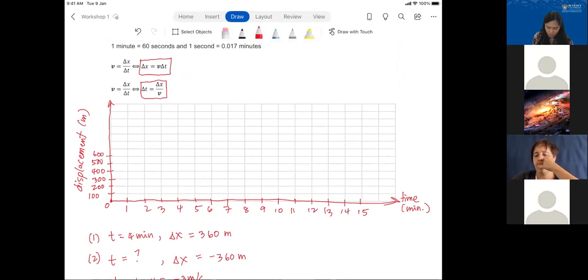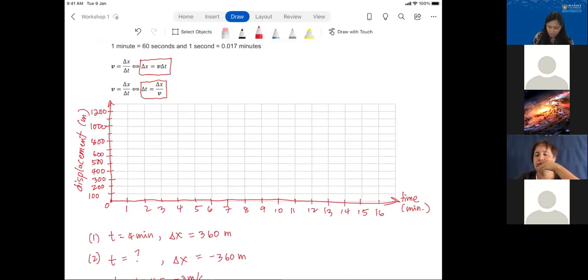500, 600, 700, 800, 900, 1,000, 1,100, and 1,200. Oh yeah, you're right, about 15.5. So I need one more minute there, about 16 minutes in total. Okay, so now we have our graph set up. Let's now plot the journey.